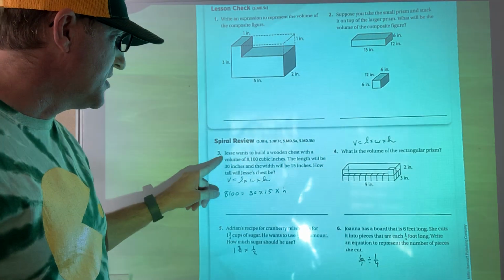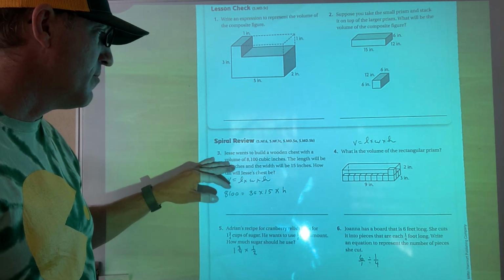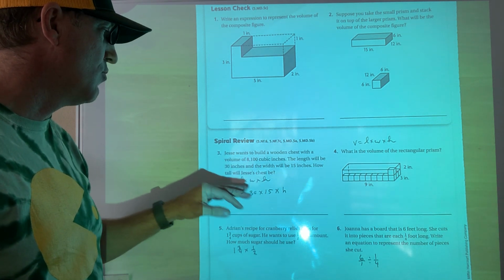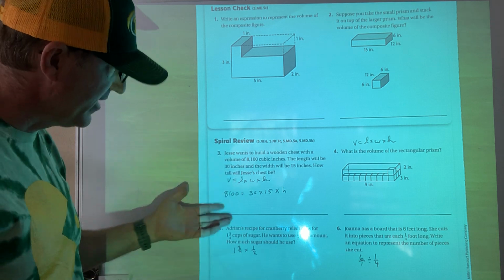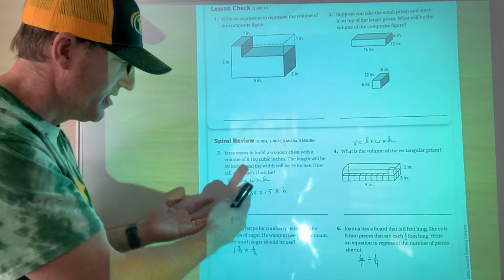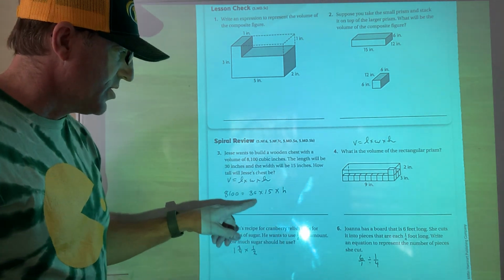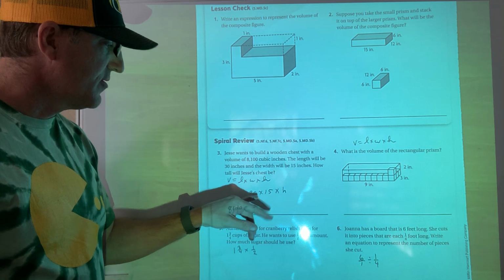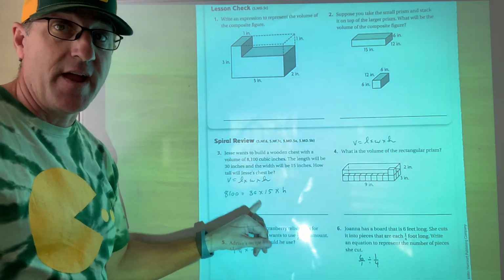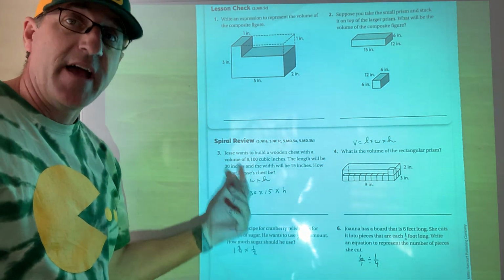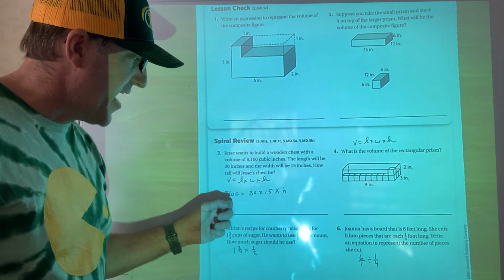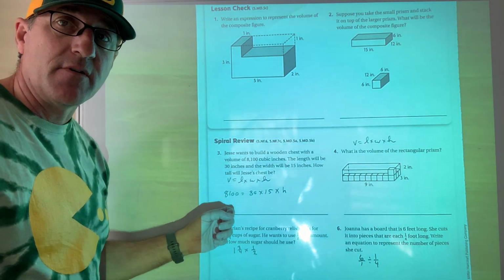Okay, Jesse wants to build a wooden chest with a volume of 8,100 cubic inches. The length will be 30 inches and the width will be 15. So I go length times width times height, right? I set that up and then I plug in the numbers they give me. 8,100 equals 30 times 15. So I'm gonna multiply that out. It's gonna be 450, right? 15 times 3 is 45. Add a 0, 450. I have to divide 8,100 by 450 in order to get that, right?